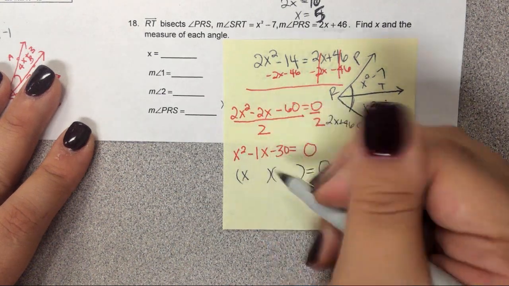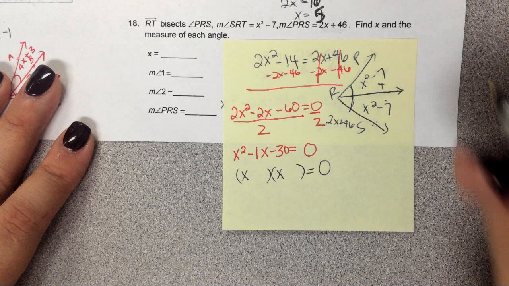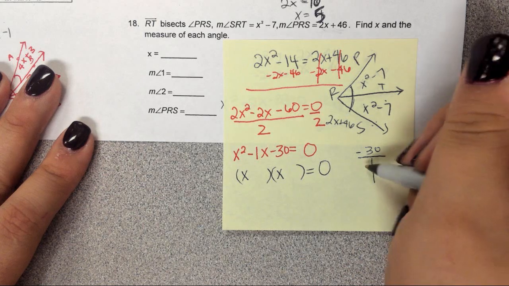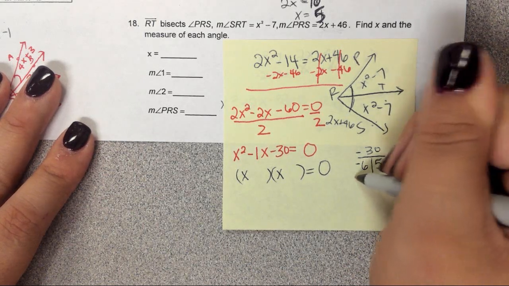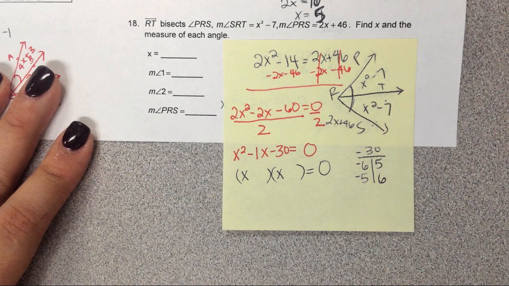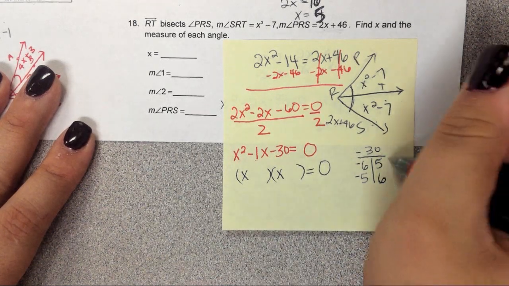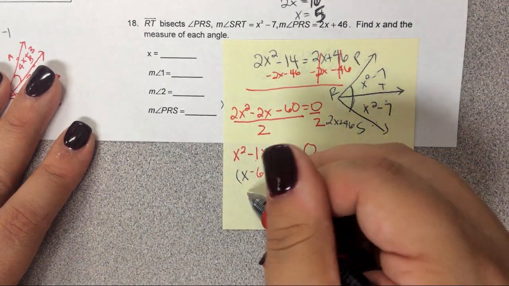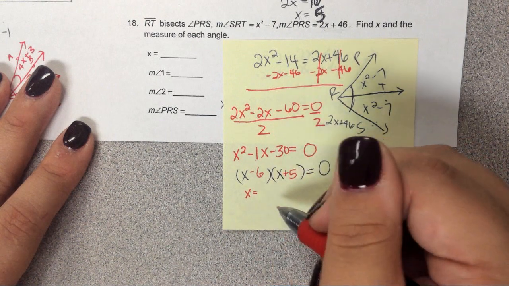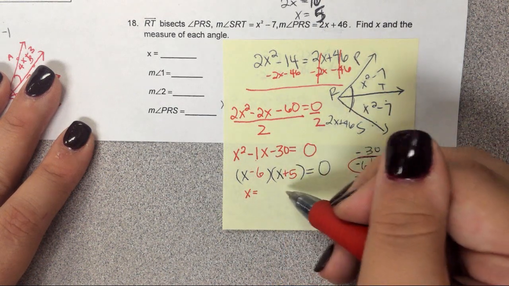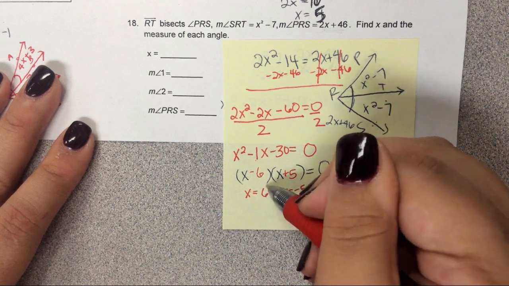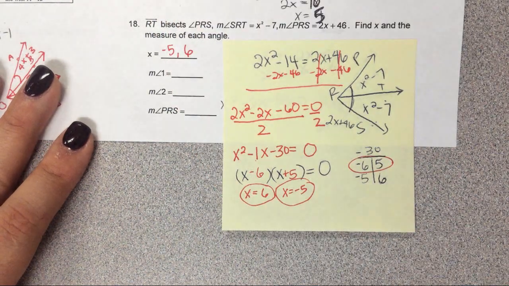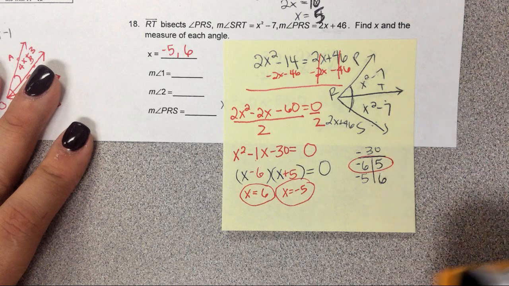And then I got to factor it out. It's x squared, so I'm just going to get x and x. Now, what factors of negative 30 can add up to negative 1? So I got negative 6 and 5, or negative 5 and 6. Which one of these adds up to a negative 1? Negative 6 and 5. So what does x equal here? Negative 5 and positive 6. So I'm going to write both of those. And then I need to go through and plug them in.